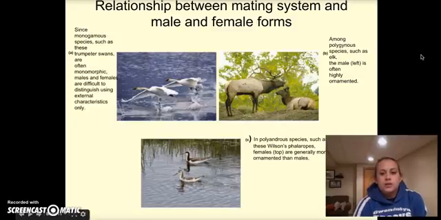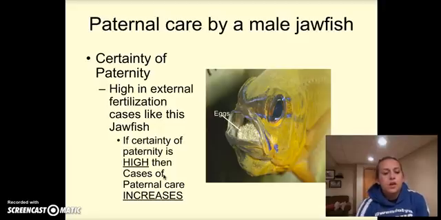So, the relationship between mating system and female and male forms. We've got three different examples here. In the first one, we're looking at trumpeter swans. These are a monogamous species, and so we say that they're often monomorphic. Males and females are difficult to distinguish just by looking at their external features. Here you have polygynous species like elk, and the male is usually pretty ornamented for attracting mates. In a polyandrous species, down here, it tends to be the female that is more ornamental than the male.